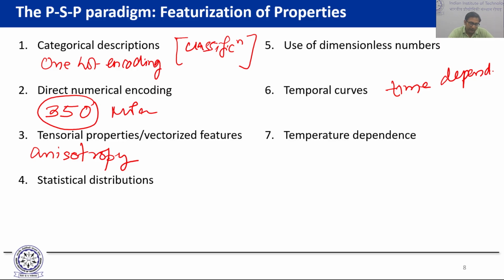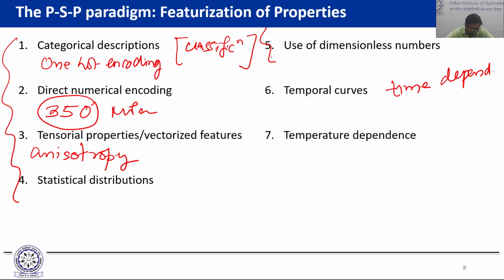So you would have to then featureize the properties accordingly, and by and large you'll be looking at these five things for most of the time, that you either do some sort of a categorical description, or you come up with a vectorized feature which captures the anisotropy, or you look into the direct numerical encoding.